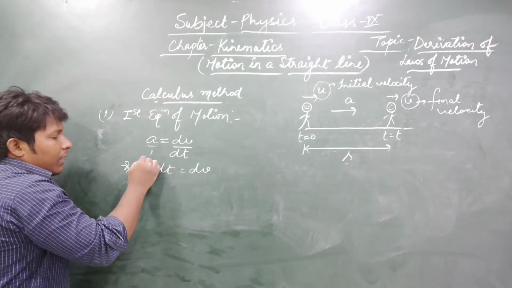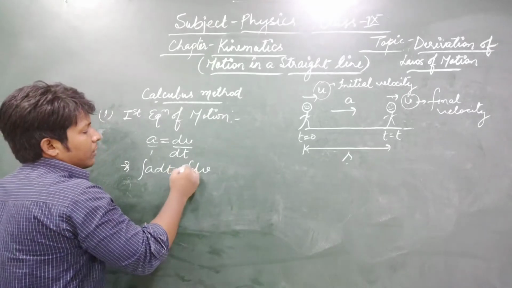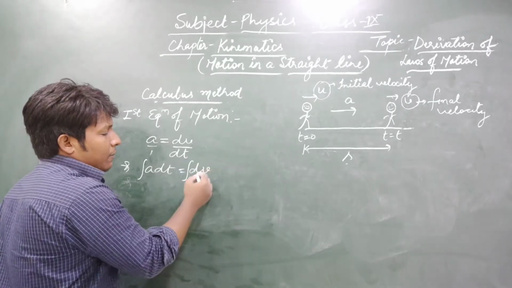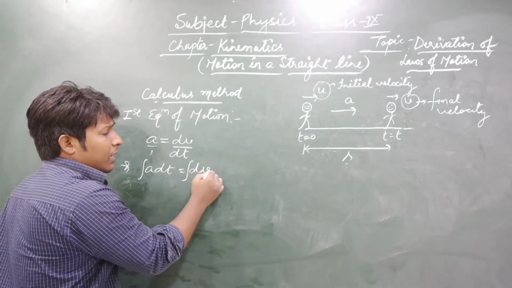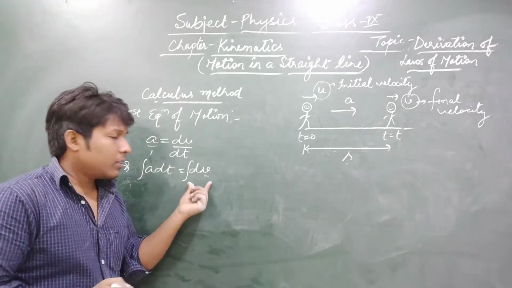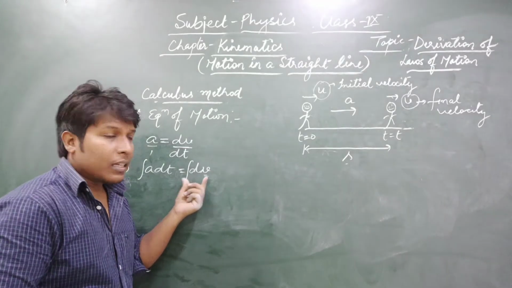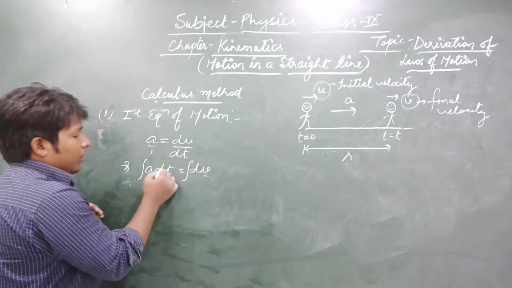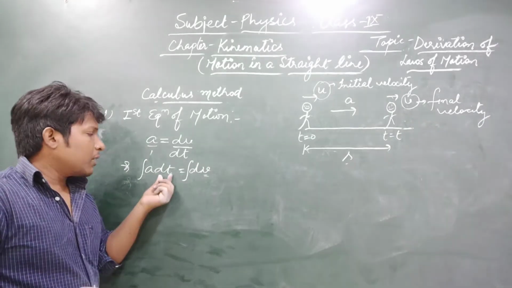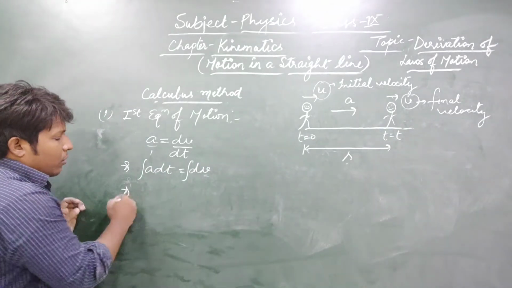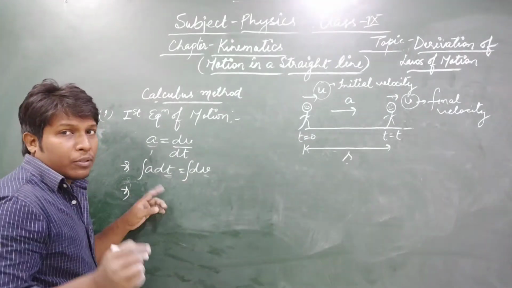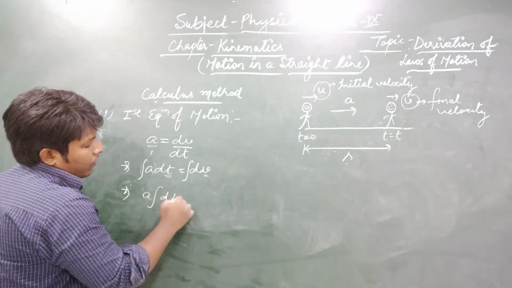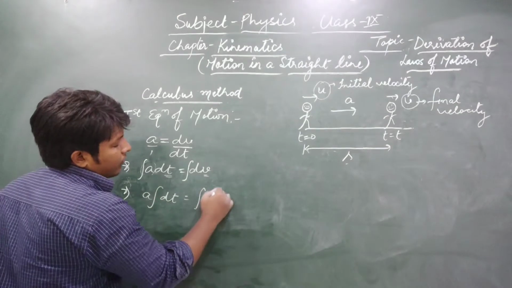So just integrate both sides. This is the sign of integration. Integrate both sides. Here at the RHS, this is the integration with respect to the velocity. This dv means this term is integrating with respect to the velocity. And this LHS is integrating with respect to the time. a is constant because this term is integrating with respect to time. So acceleration will be constant, so it will come out of the integration. So it will be a dt is equal to integral dv.